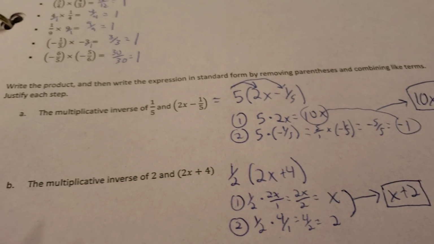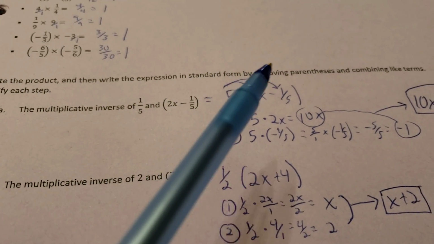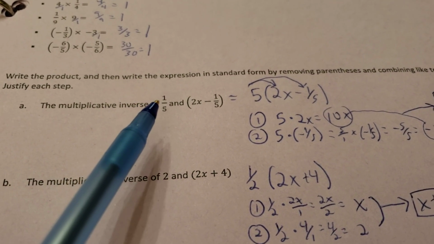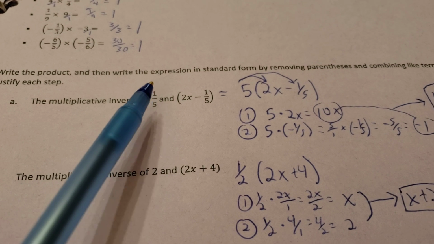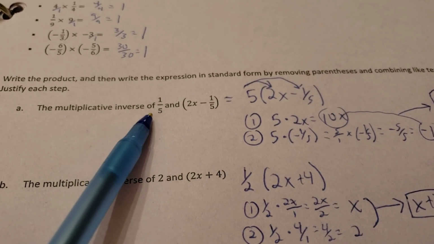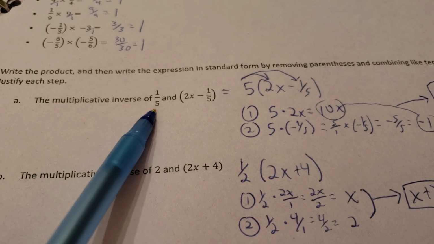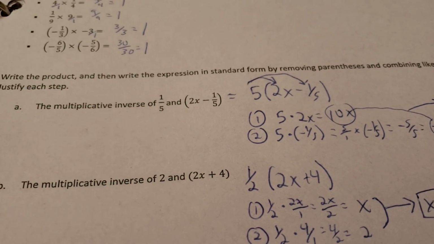All right, so now it says to write the product and then write the expression in standard form by removing parentheses and combining like terms. So the multiplicative inverse of 1/5. Now multiplicative inverse is something we talked about a long time ago, earlier in the year, and it's like what you might call reciprocals back in 5th and 6th grade. And 1/5, if I flip it, becomes 5 over 1, or just 5.